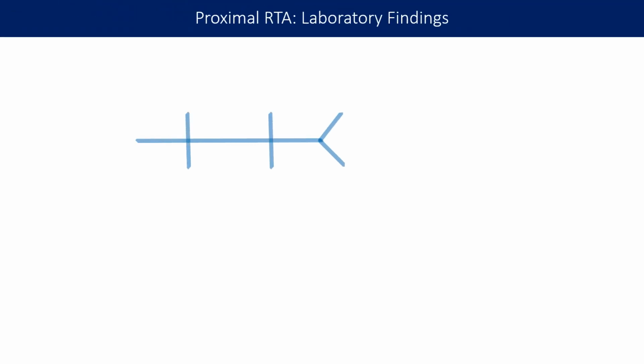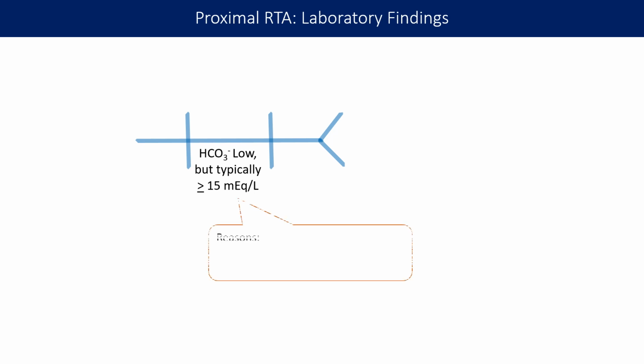What kind of laboratory findings do we see with proximal RTA? The serum bicarbonate will be low, but typically 15 or greater. The reasons being, number one, once the plasma bicarbonate drops with the initial bicarbonate loss, there will be less bicarbonate to be filtered, therefore, less bicarbonate to be lost. That is, bicarbonate wasting is self-limiting.